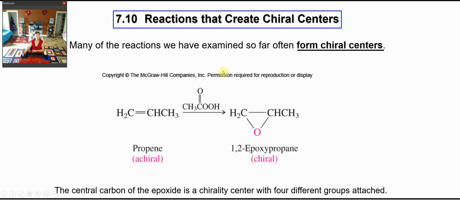That's another important point. Followed by that, we spend a couple more minutes to discuss reactions which can create chiral centers. Many of the reactions we have examined in previous classes often form chiral centers, such as your alkene subjected to an oxidation reaction, such as your propene, which is oxidized under this oxidizing agent. You form 1,2-epoxypropane. The first molecule, the reactant propene, is an achiral molecule. After the epoxidation reaction, you are going to form a chiral molecule. So again, the central carbon of the epoxide is a chiral center, because this carbon is connected to four different groups.